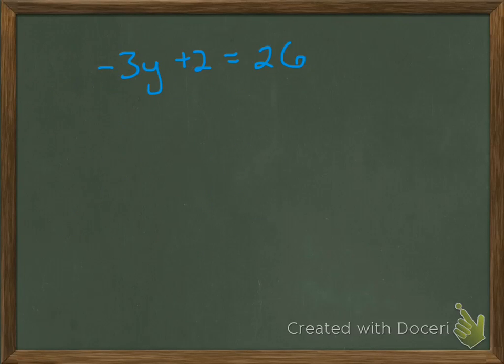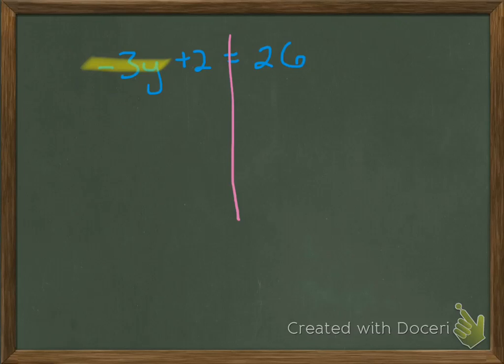Let's take a look at one more example. If I have negative 3y plus 2 is equal to 26. Now the negative number really has no effect on this problem. We're just going to solve it the exact same way that we always would. So we're going to draw our line down the middle. Let's highlight our variable. Okay, so the negative 3 has to go with the y. I can't just ignore the negative sign.